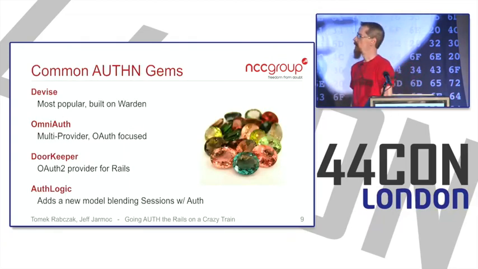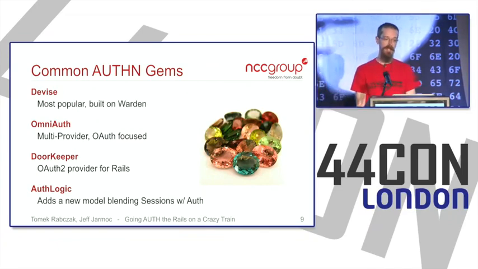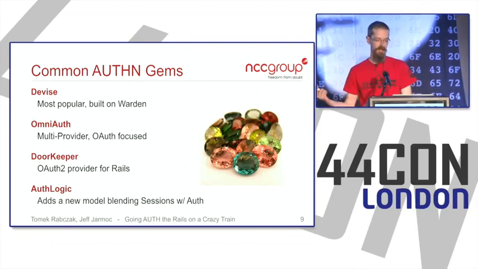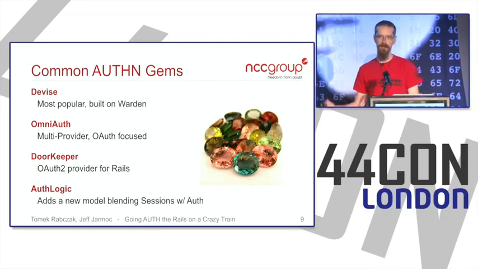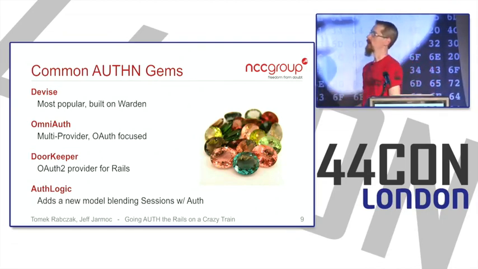So let's look at some of the common authentication gems. At the top of the list is Devise. That's far and away the most popular authentication gem, and we're going to talk about it in pretty good detail here. It's built on something called Warden, a middleware layer that rides on top of Rack, which is the whole middleware layer of Rails. It's really the one you're most likely to encounter in an actual application assessment.